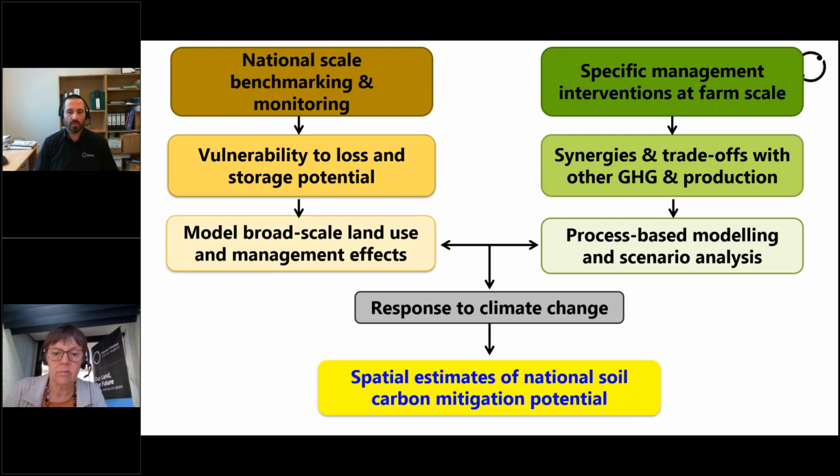And a simpler way of saying that, David Whitehead suggested this, is spatial estimates of the national soil carbon mitigation potential for New Zealand.